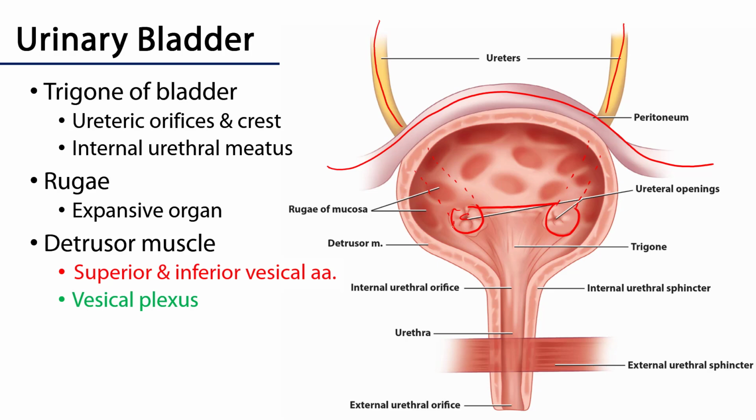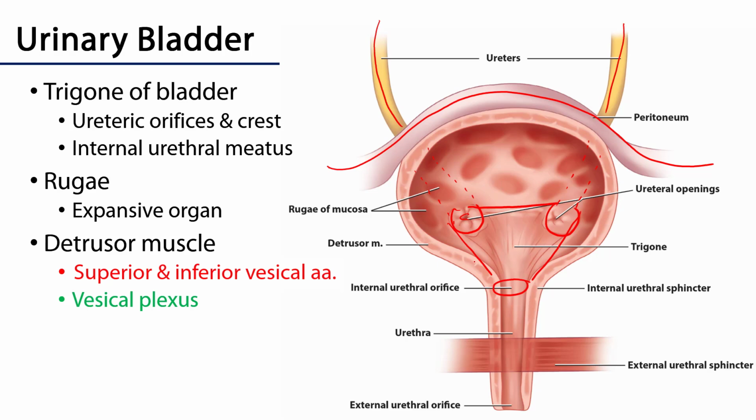pattern here. You know, we're humans, we've evolved to find patterns. If we move from lateral to these orifices down to this internal urethral orifice, we see a nice triangle. We call this the trigone of the bladder.